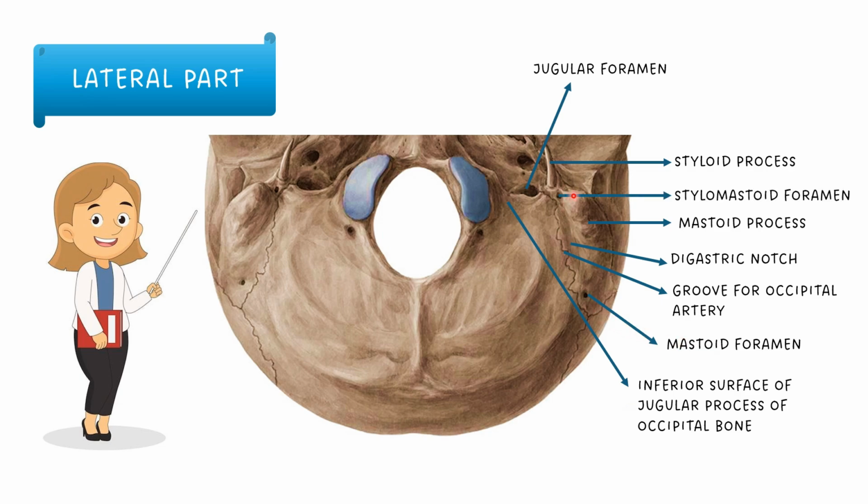The stylomastoid foramen is present between the styloid process and the mastoid process. For the structures passing through all these foramen, you can go through my video on the foramina of the skull, the link for which is given in the description box.